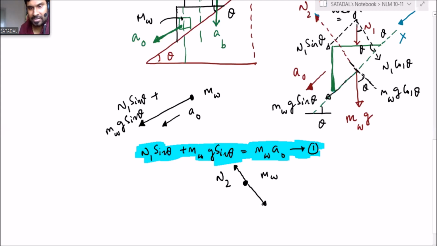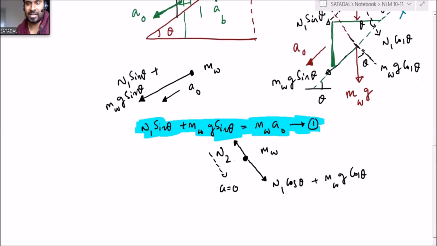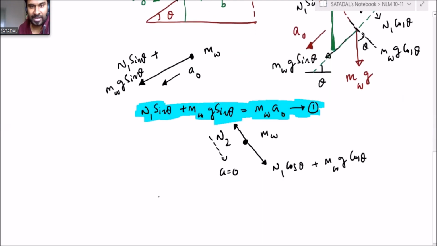And in this direction, how many forces we have? N1 cos theta plus MWG cos theta. So along this direction, acceleration is equal to 0. There is no acceleration because acceleration there is only along the wedge surface. So what is the equation? N2 is going to be N1 cos theta plus MWG cos theta. This is equation number 2.